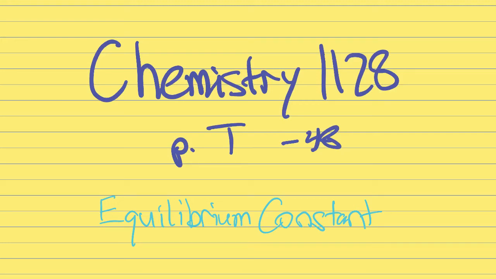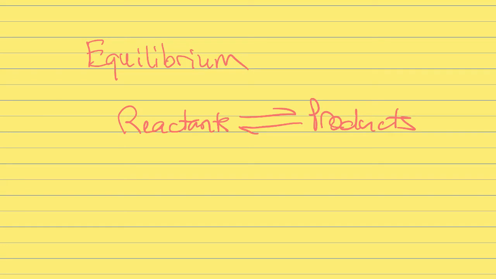Let's look at page T on the chemistry PACE 1128, and particularly I want to look at page 48, which is about the equilibrium constant. For any reaction, the reactants are forming products. But what you might not realize is that at some point, some of the products then start turning back into reactants. So that's what this arrow is. So every reaction technically is a reversible reaction.